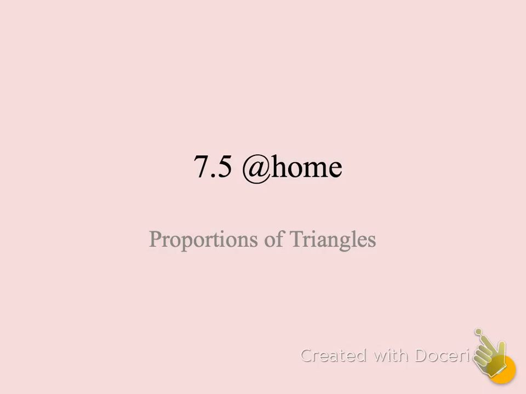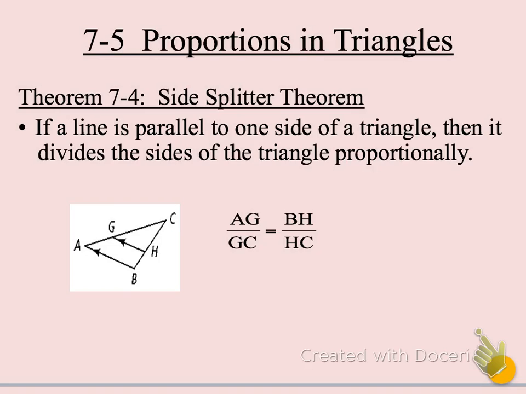So 7.5, we're going to be talking about proportions of triangles. We have the side splitter theorem, theorem 7.4. If a line is parallel to one side of a triangle, then it divides the sides of the triangle proportionally. Proportionally means we can set things equal to each other, because we're going to have a proportion.